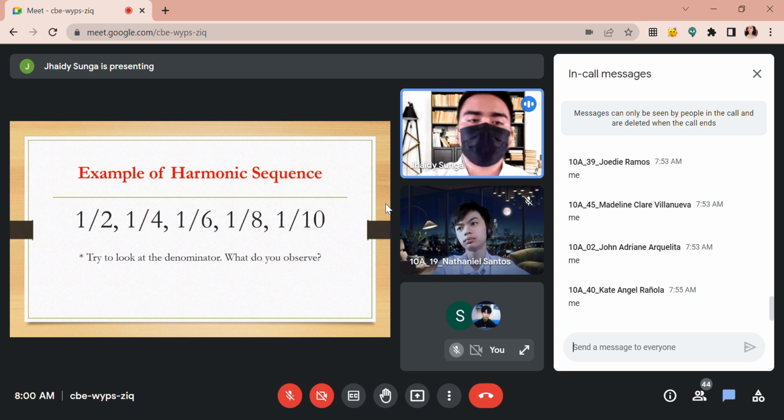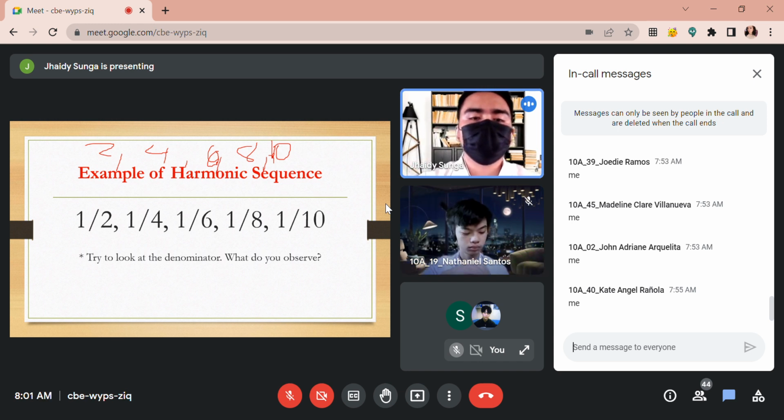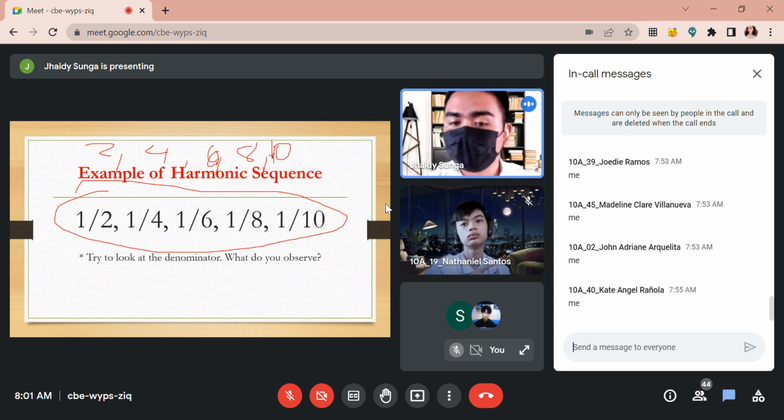If we reciprocate that, we have the arithmetic sequence of 2, 4, 6, 8, 10. In this part, we could see that the common difference is 2. So from this, you could see that they have a common difference when reciprocated. So this is a harmonic sequence.